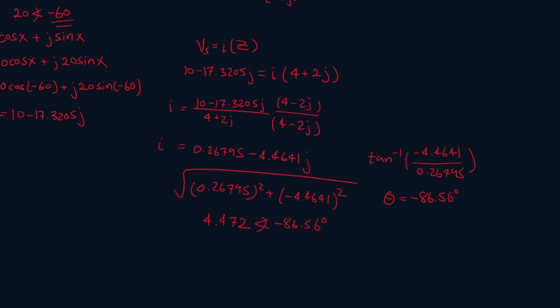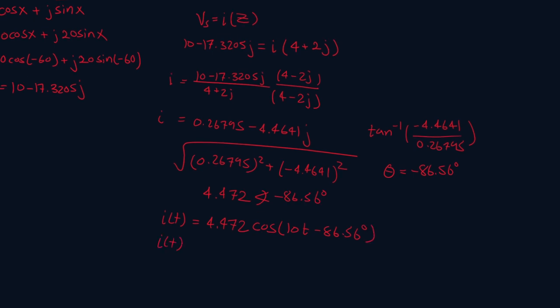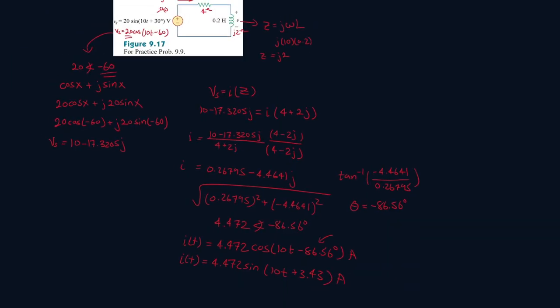Now, to find the formula, it'll be 4.472 cos WT. W was 10, so 10t minus 86.56 degrees. To turn this into sine format, you just add 90. So add 90 to this. So that's the following, and this is in amps. Now we just solved the first part.